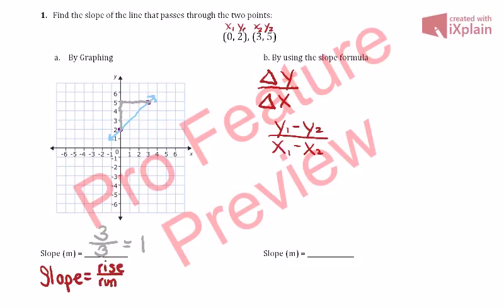All right, so now what you're going to do is you're just going to plug it in. We have our y1 minus y2, or 2 minus 5, over our x1 minus x2, or 0 minus 3, which gives us negative 3 over negative 3, which also simplifies to 1. So we have a slope of 1.